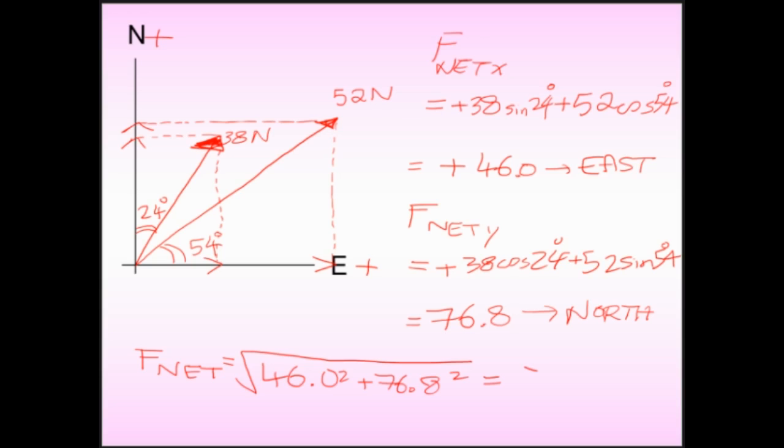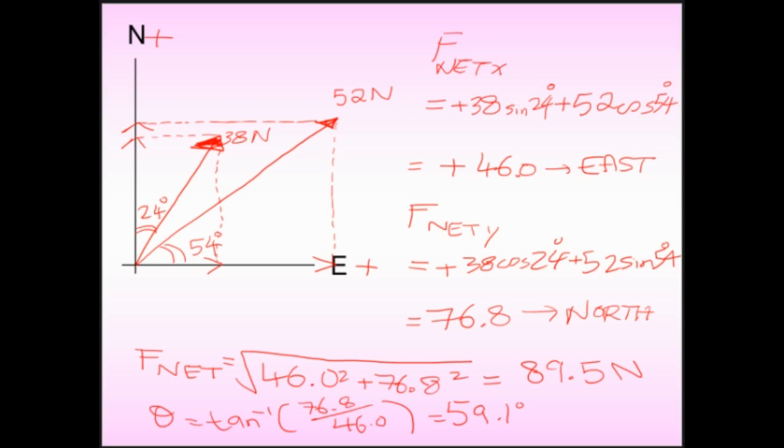I think that makes sense. 89.5 newtons. Okay, how about the angle? Since we always like to get the horizontal angle, we always divide the F net on the Y by the F net on the X. So the tan inverse of 76.8 divided by 46.0. This has got to be a tangent bigger than 1, which means the angle has got to be bigger than 45 degrees, between 45 and 90. I got 59.1.